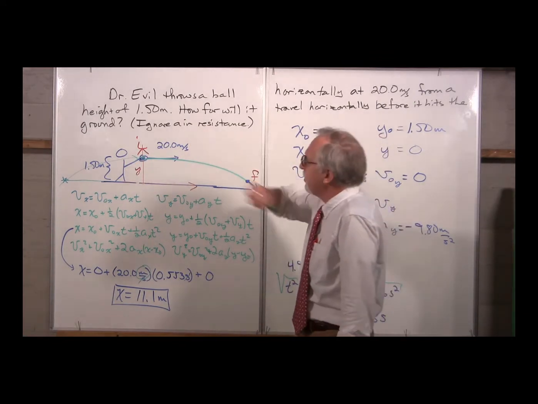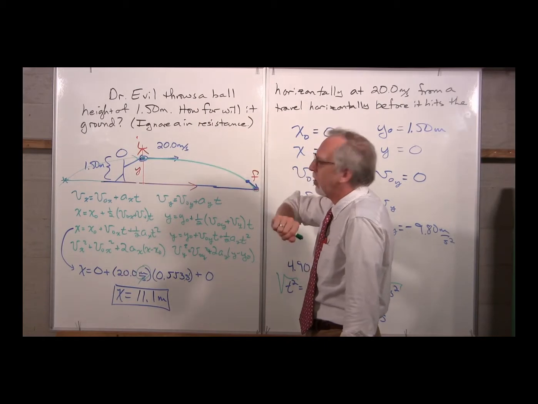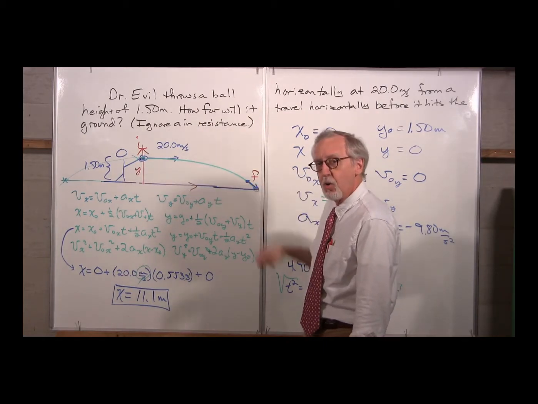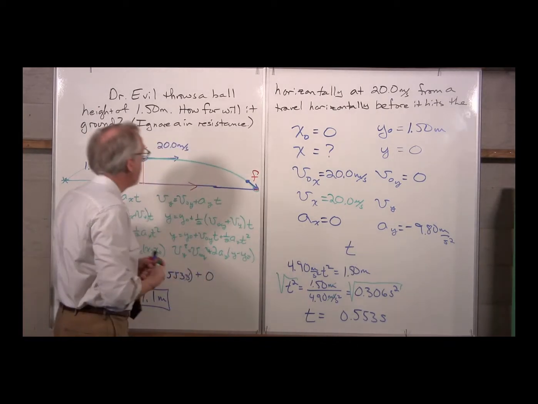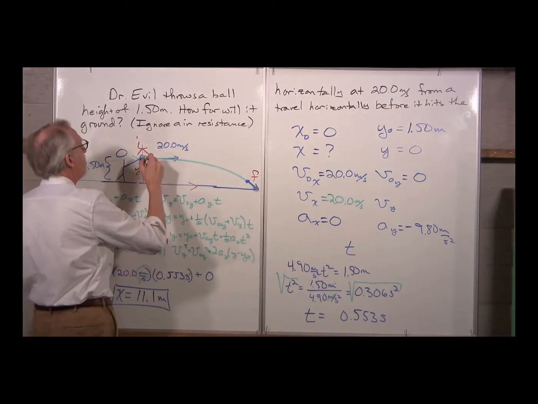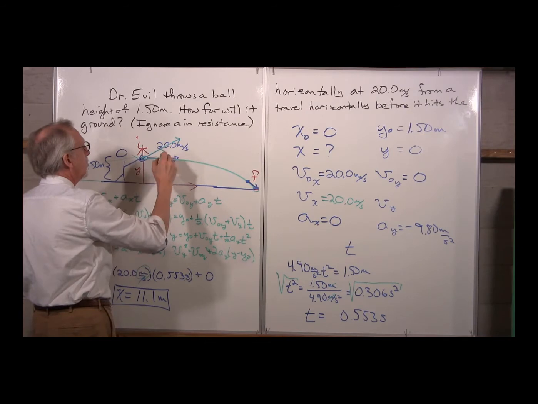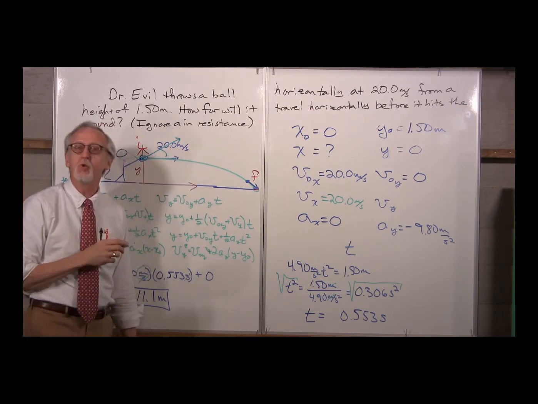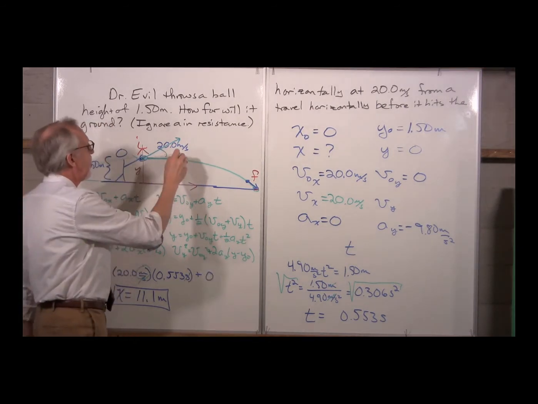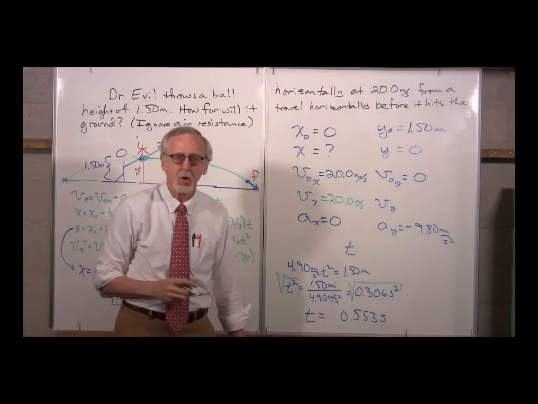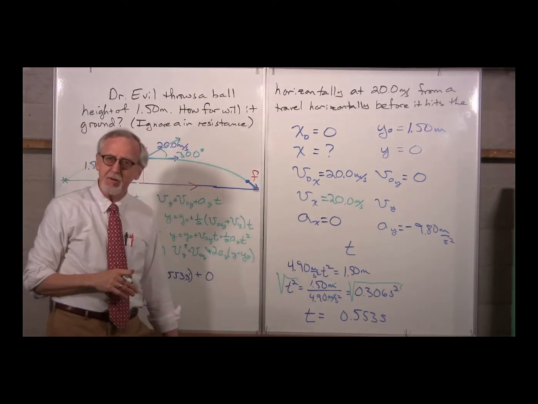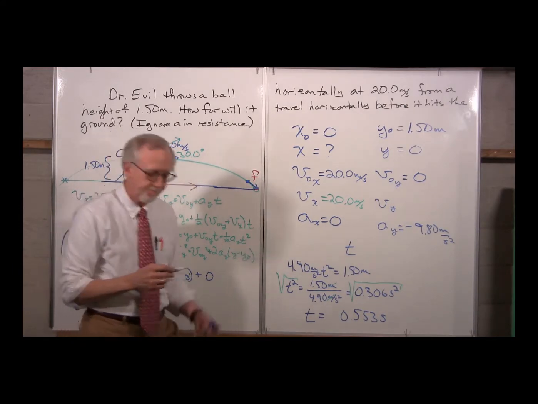Let's try another one. Let's look at a very similar problem. Dr. Evil is going to throw this ball, but now not horizontally. How about at an angle of 30 degrees above the horizontal? So same initial speed, 20 meters per second, but now at 30 degrees above the horizontal. Well, I'm going to redraw this diagram and we'll get started.